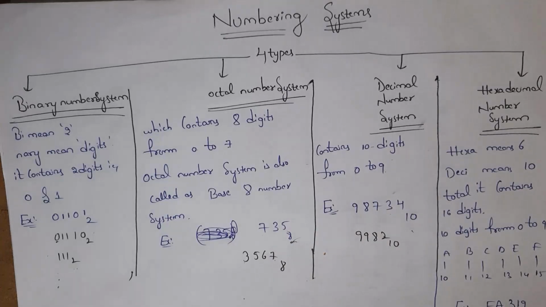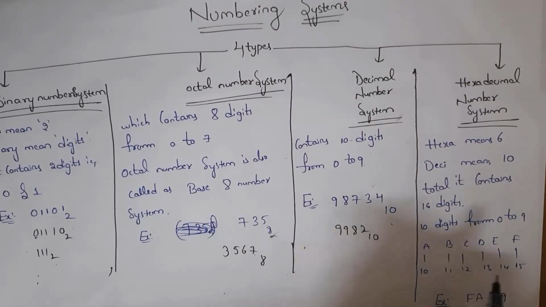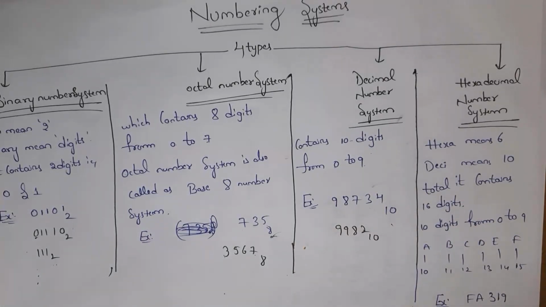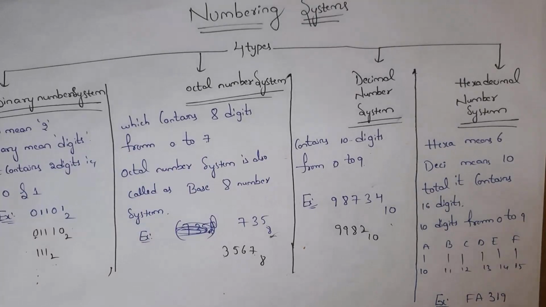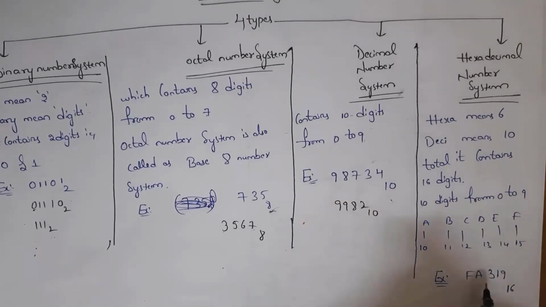Next I will explain what is hexadecimal number system. Hexa mean 6 and deci mean 10. Total it contains 16 digits. So we also call this hexadecimal number system as base 16 number system. This hexadecimal number system contains numbers from 0 to 9. After that it contains alphabets like A, B, C, D, E, F, where A represent 10, B represent 11, C mean 12, D mean 13, E mean 14 and F mean 15. Total it contains 16 digits from 0 to 15, where 0 to 9 are numbers and A, B, C, D, E, F are alphabets. This is an example of hexadecimal number system FA319 base 16, where base 16 represent hexadecimal number system.